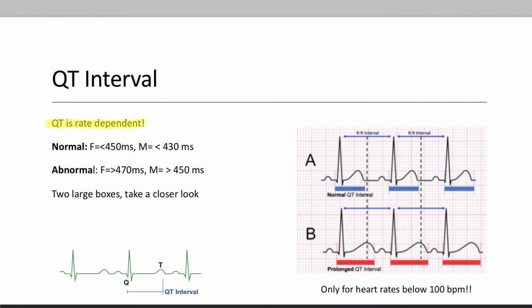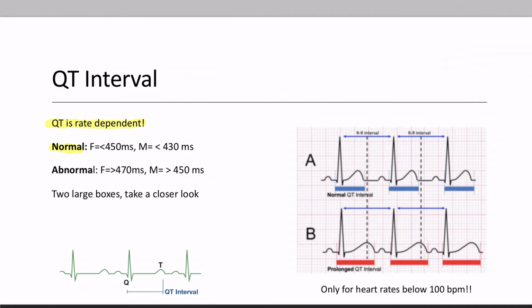This is very important. When measuring the QT interval, a normal QT interval for females is less than 450 milliseconds. For males, it's less than 430 milliseconds. Abnormal would be longer than this. There's a little bit of gray area here between 450 and 470, but greater than 470 for females, and greater than 450 milliseconds for males.